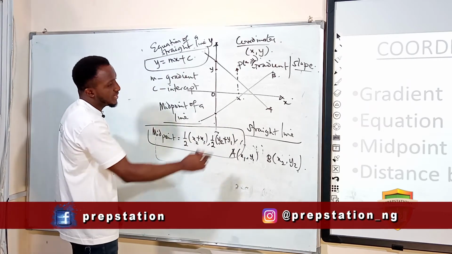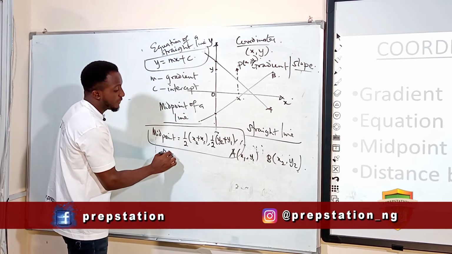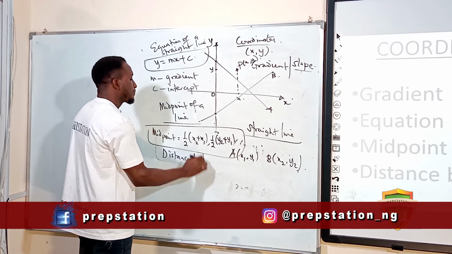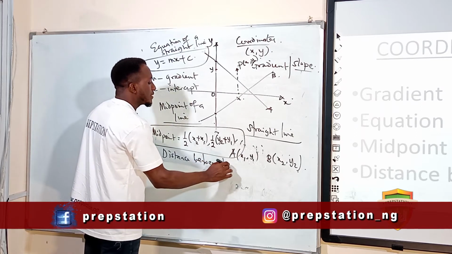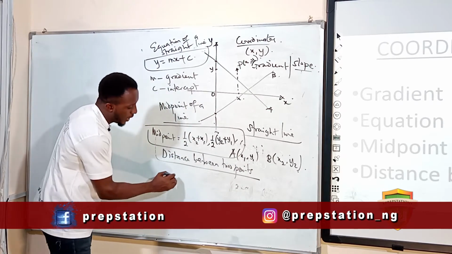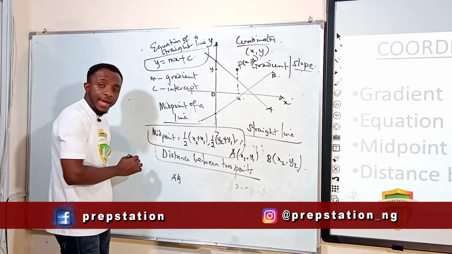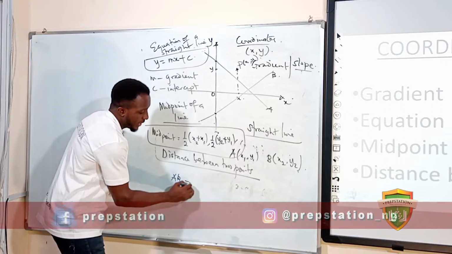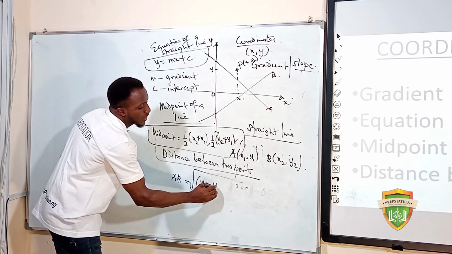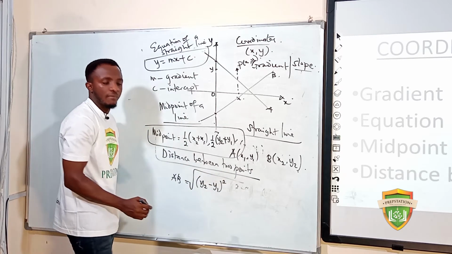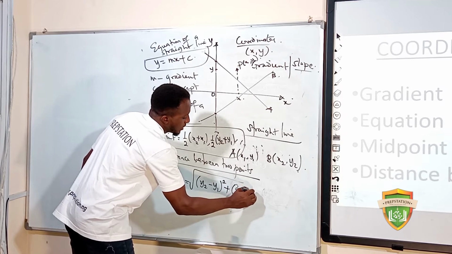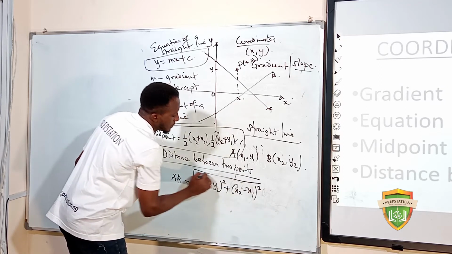So we want to look at the distance between 2 points. There's a formula for it. So just look at the formula. Distance between 2 points. Let's go. Now the distance between 2 points is giving us AB equals the square root of y2 minus y1 squared plus x2 minus x1 all squared.